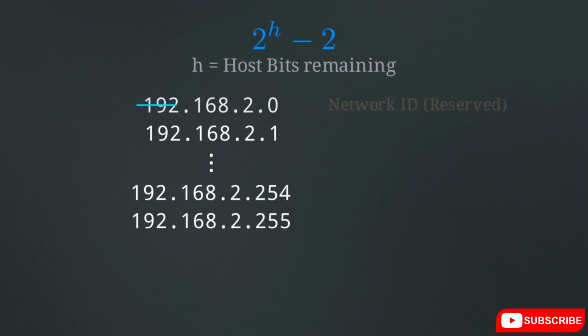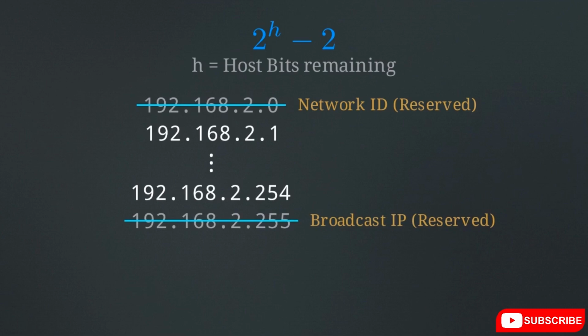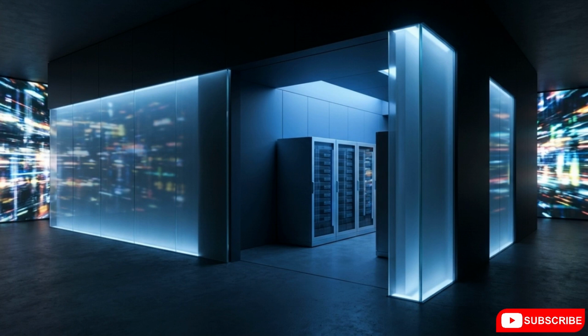The very first address acts as the network ID, and the very last is the broadcast IP, used to signal all local devices at once. Neither can ever be assigned to a computer. This microscopic bit borrowing is the exact mechanism that isolates traffic and creates secure, quiet digital rooms.